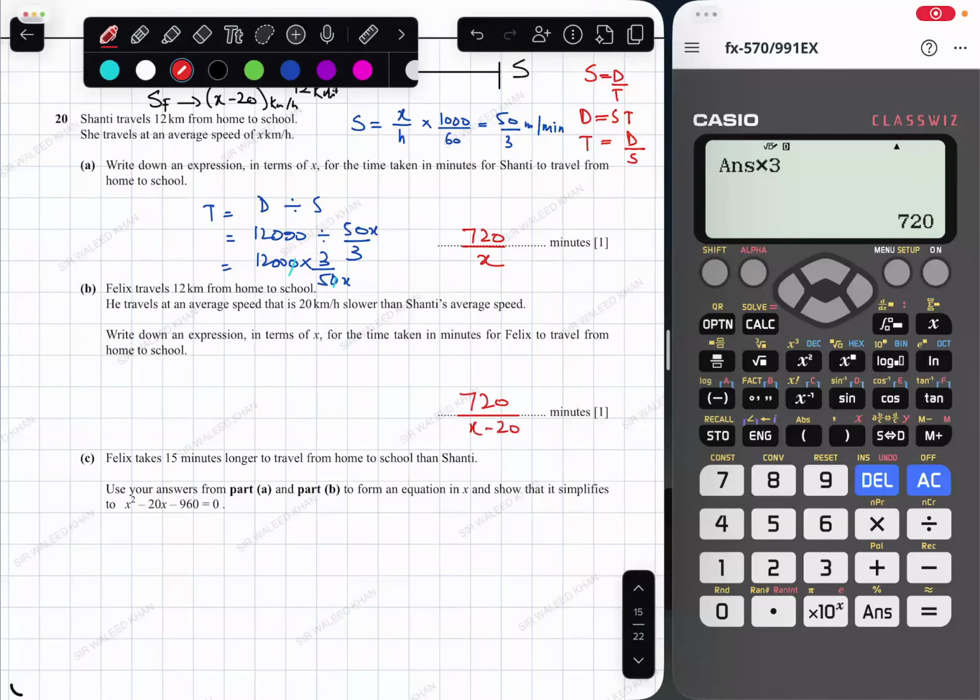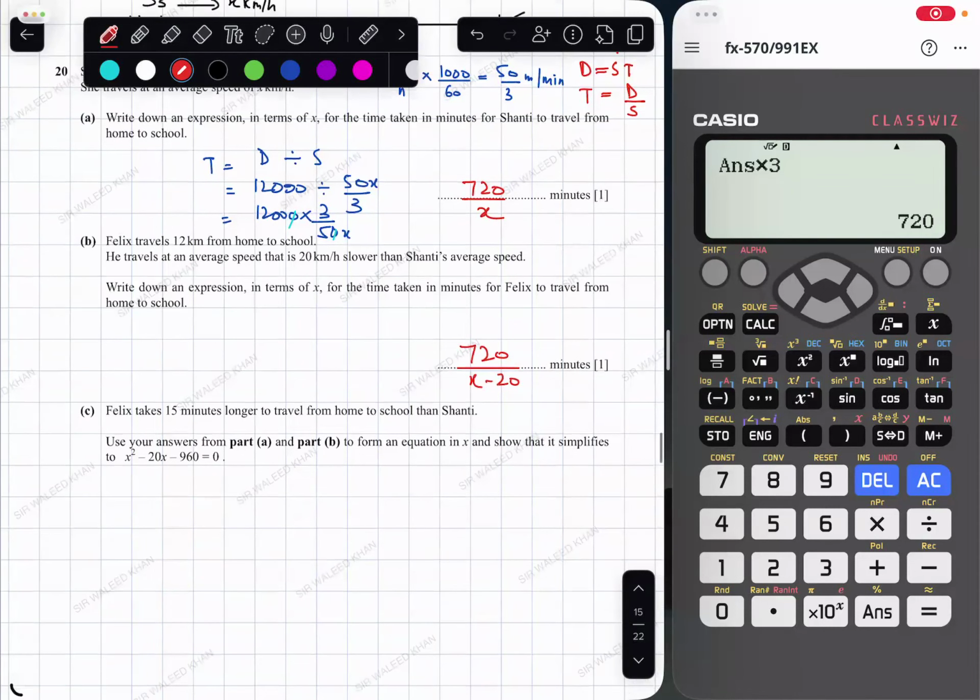Yes. Okay. Now, Felix takes 15 minutes longer to travel from home to school than Shanti. Now, this is where we have to make an equation. Felix takes 15 minutes longer to travel from home to school than Shanti. So this is Felix's time, and this is Shanti's time. What should I do? How can I make an equation out of it? Zara, what kind of an equation can I make?